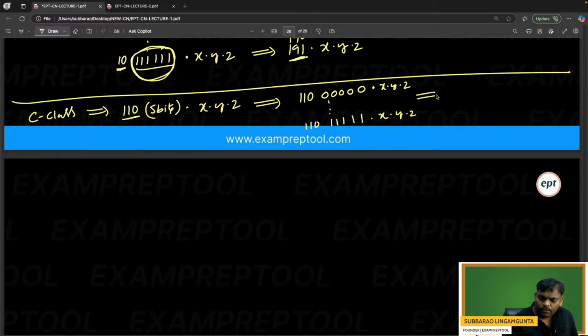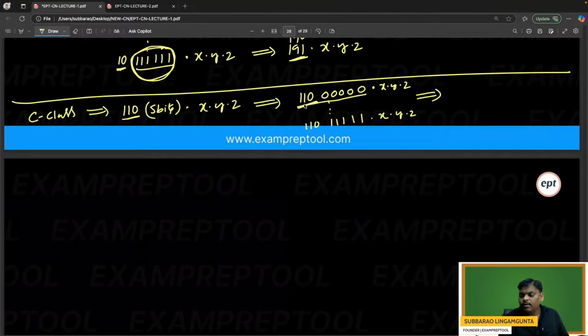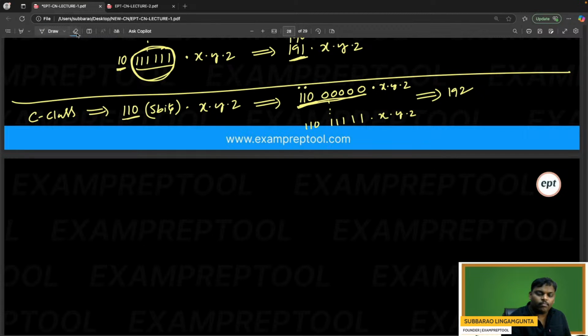So 110, how much? Remember, 6 zeros, and the last two are ones. Converting this binary number into decimal: zero into anything is zero. But here, 1 into 2 power 7, and 2 power 7 is 128. 128 plus 64 is 192. So it starts with 192. This is 192, okay.